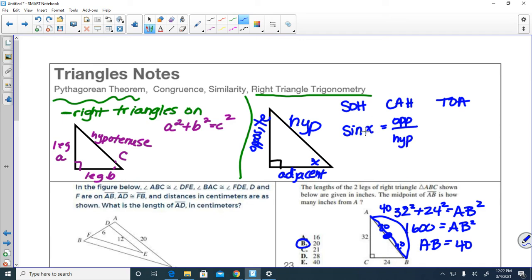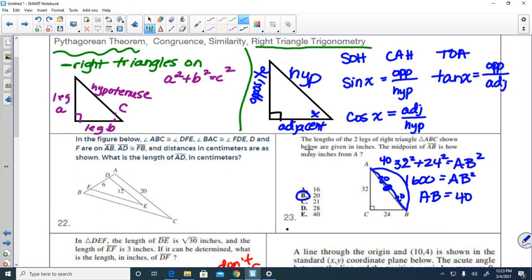Many questions will just ask, what is the sine of the angle? And then you give the fraction answer. CAH stands for cosine. The cosine of that angle x is the adjacent side divided by the hypotenuse. And then TOA means that the tangent of the angle is equal to the opposite side divided by the adjacent side. So you have a couple of questions here.